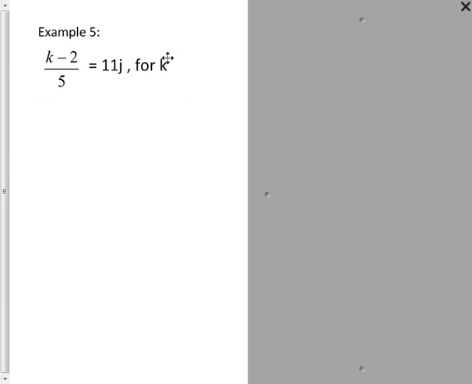All right, so now we want to solve for k. All right, so let's rewrite this. k plus negative 2 all over 5 equals 11j. All right, notice again I changed it to addition. Okay, first things first, I need to get k by itself.